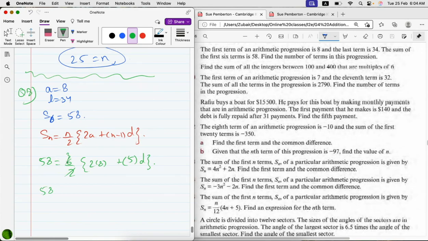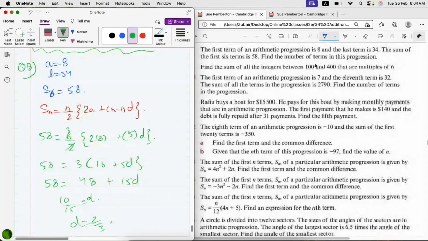So 58, or just keeping it here, this is 2 8 times 16 plus 5D. So 58 is equal to 16 into 3, 48 plus 15D. 58 minus 48 is 10 by 15. D is 2 by 3.